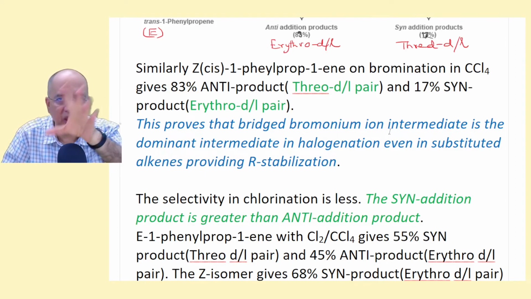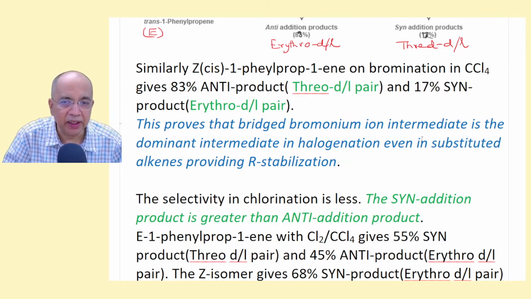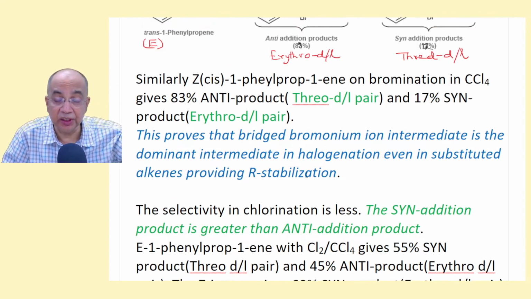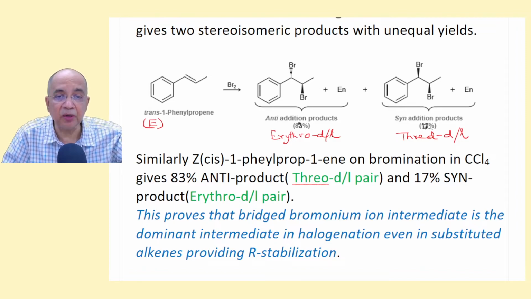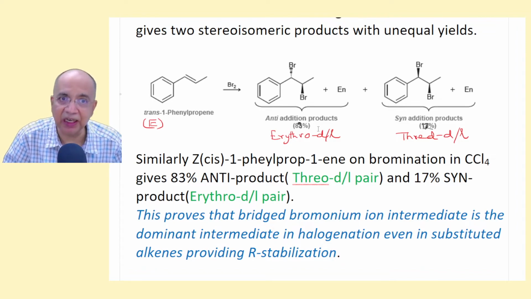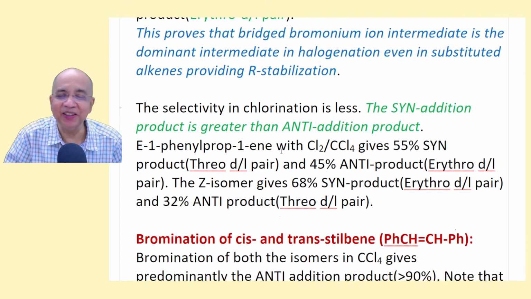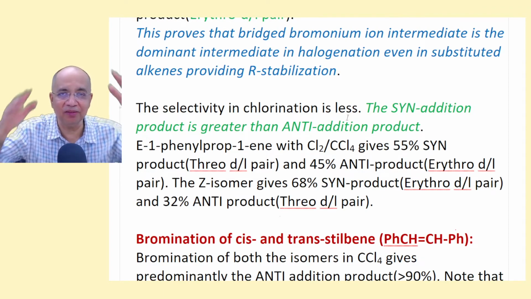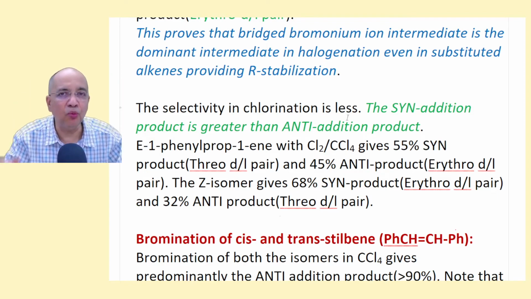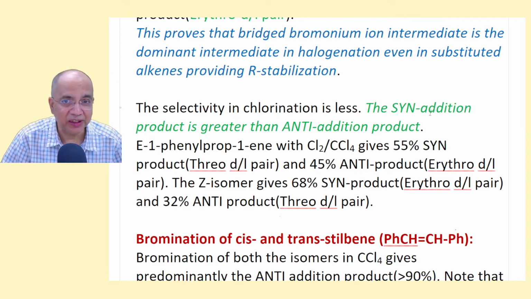This proves that the bridged bromonium ion operates in the anti case, while in the case of syn, it is the carbocation intimate ion pair. This proves that the bridged bromonium ion intermediate is the dominant intermediate in halogenation, even in substituted alkenes providing resonance stabilization. Even in the case of a benzene ring, the major product is still anti-addition, right? But for chlorination, it is the opposite. The selectivity in chlorination is less.